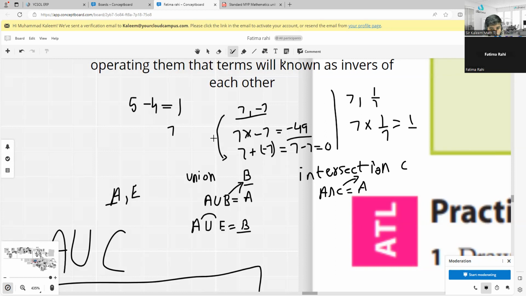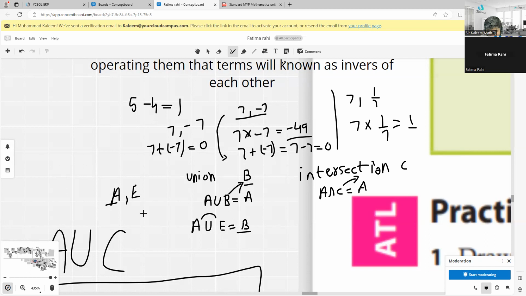If we get the additive identity, we will say that these terms are inverse of each other. Am I right? So if I want to check whether 7 and -7 are additive inverse or not, what we have to do? We have to add them, right? If they give the additive identity, we will say that these terms are additive inverse of each other. Same debate for union. So here I have two sets A and E. I have to check, are they inverse of each other in union? So what we have to do?